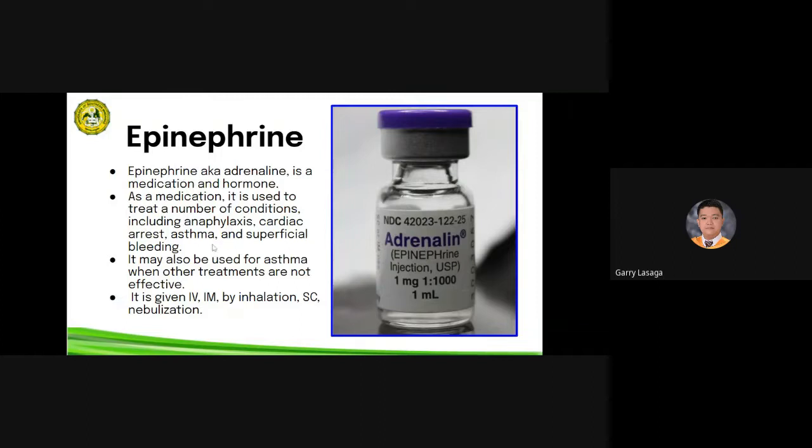It is also indicated for asthma because during the fight or flight response, there is an increase in respiration, so there is a dilation of the bronchus. In asthma, there is usually a constriction of the bronchi, so epinephrine is indicated in asthmatic patients. And it is indicated for superficial bleeding because epinephrine will induce the constriction of our arterioles or blood vessels.